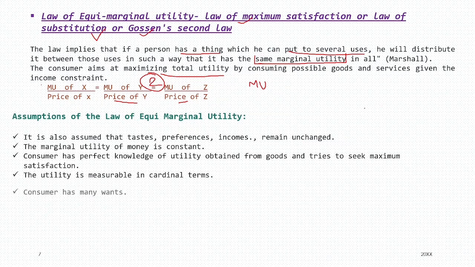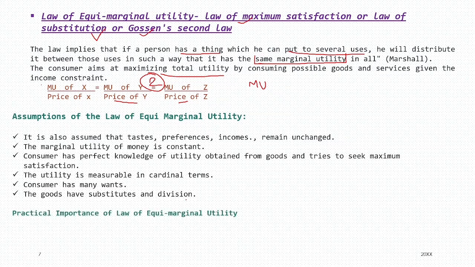Then the consumer has many wants. The consumer does not have a want for just one good. Now the goods are substitutable and divisible. So what does this mean? Like tea and coffee are substitutes, and also goods should be divisible. Like if we have a dozen apples, we can divide them into one apple, two apples, so it should be divisible. So these are the assumptions.